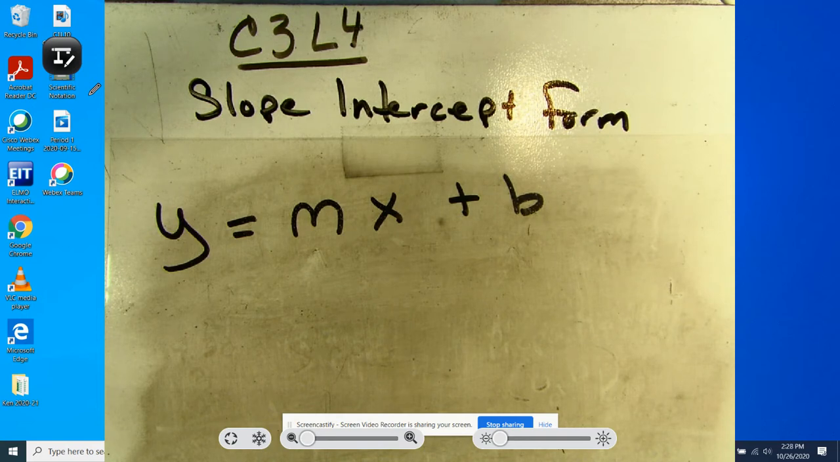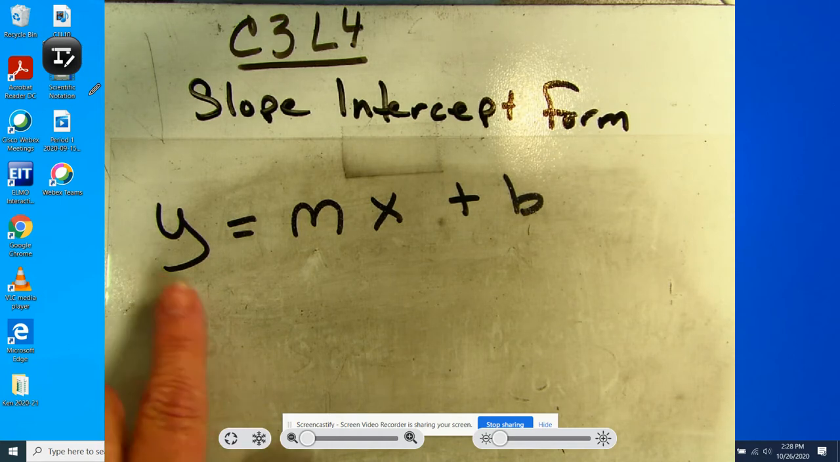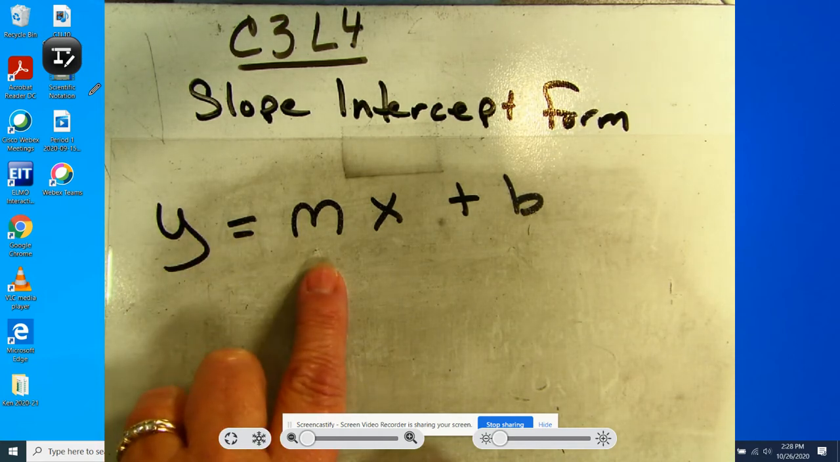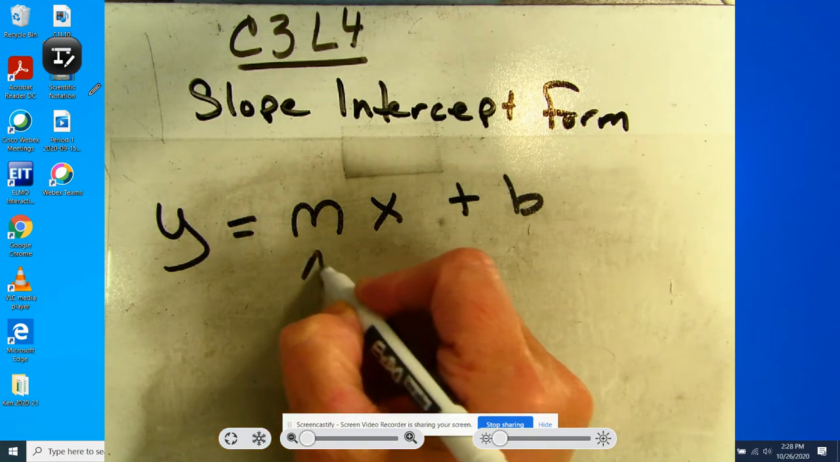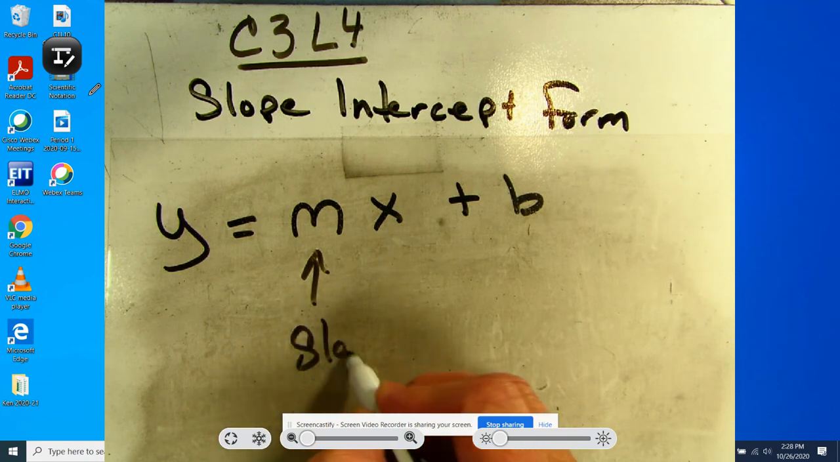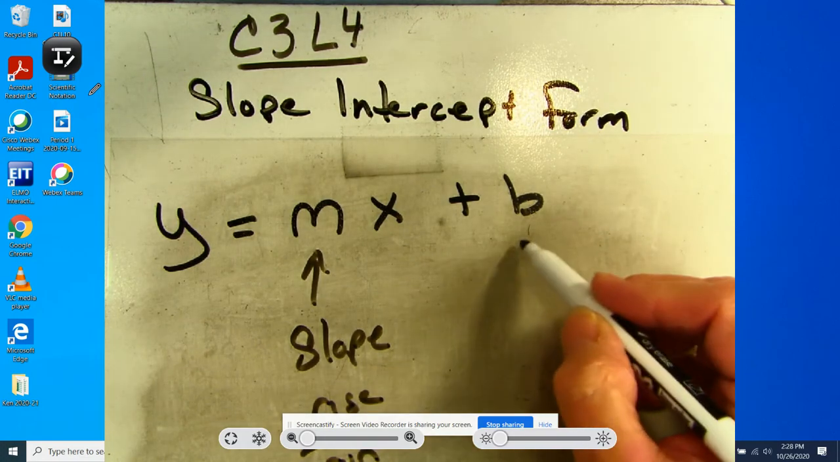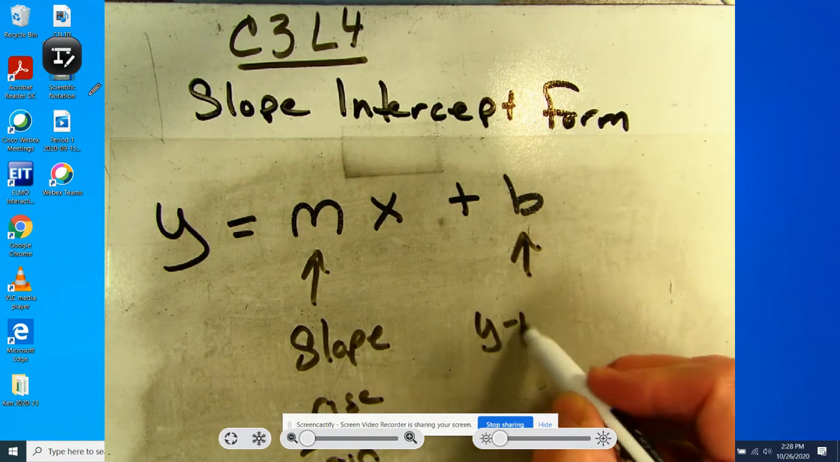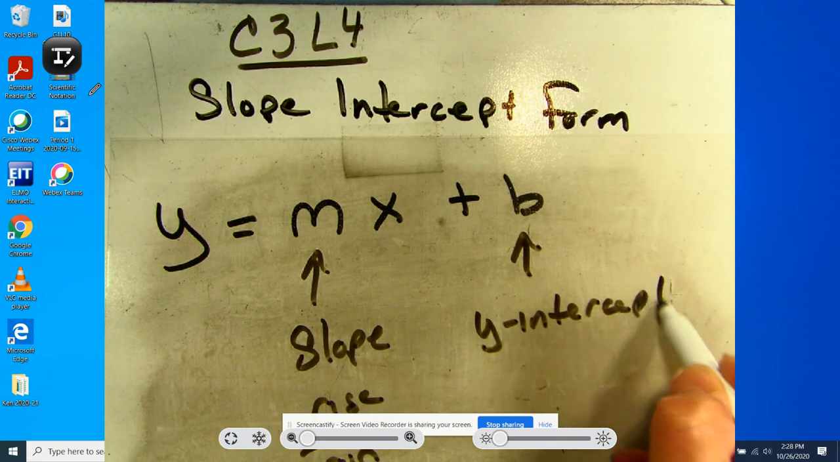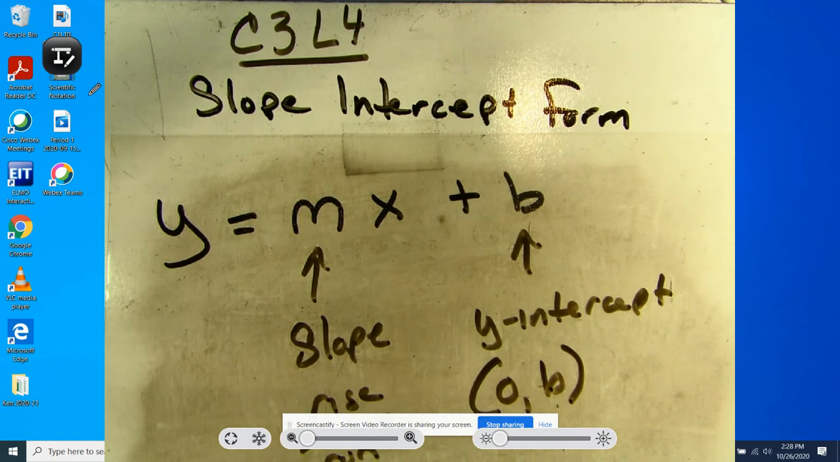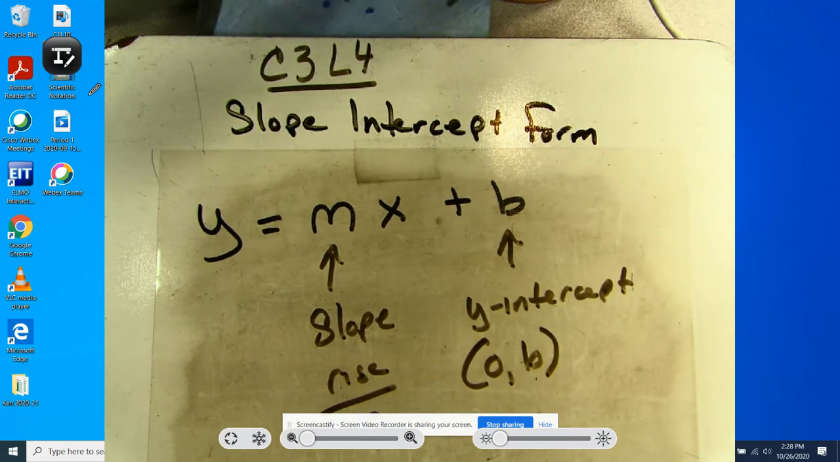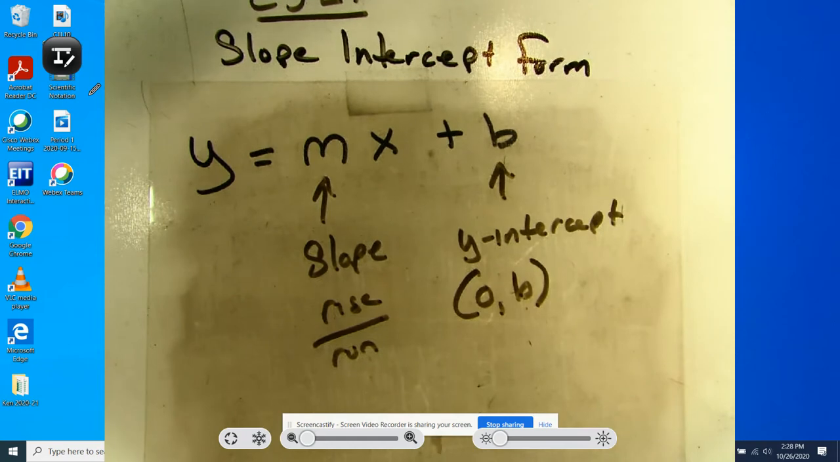Now, if your equation is solved for y, then m is the number in front of x and b is the number without a letter. This is the slope, the rise over the run. This is the y-intercept, which is always the point (0, b). It's the value of y when x equals 0. That's what we're looking at, okay?